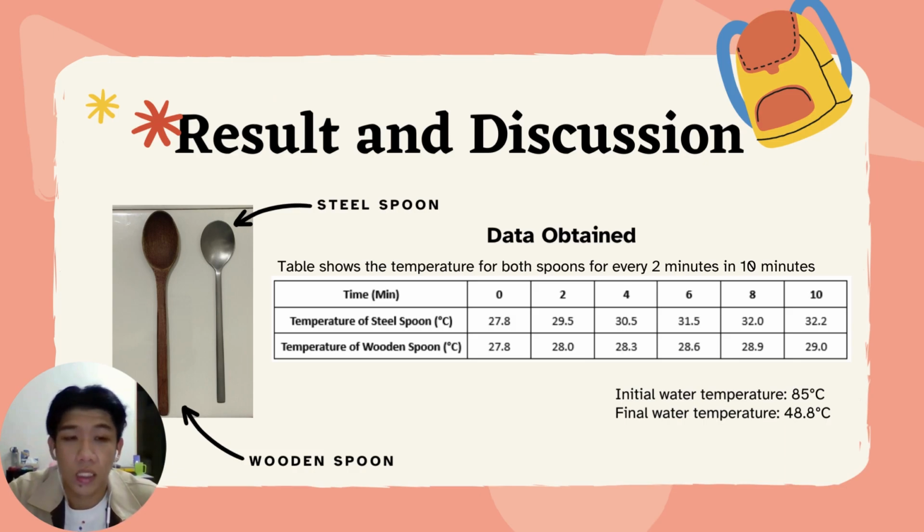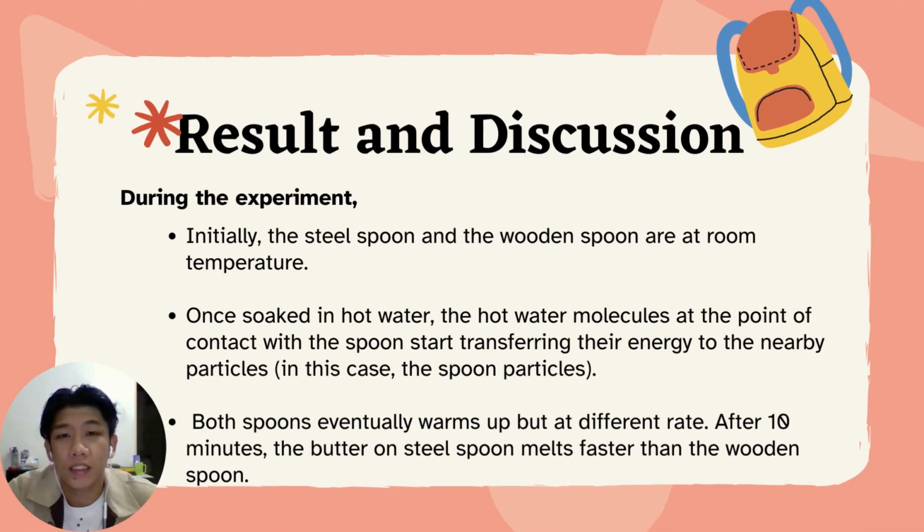When it reaches 10 minutes, the temperature of the steel spoon is higher than the temperature of the wooden spoon. Initially, the steel spoon and the wooden spoon are at room temperature, which is 27.8 degrees Celsius. Once they are soaked in hot water, the temperature starts to rise every 2 minutes. Why? The hot water molecules at the point of contact with the spoon start transferring their energy to the nearby particles, in this experiment, the spoon particles. Both spoons eventually warm up, but at different rates.